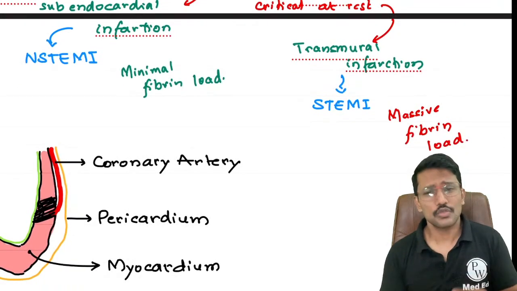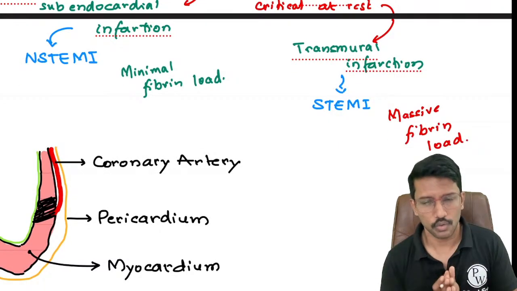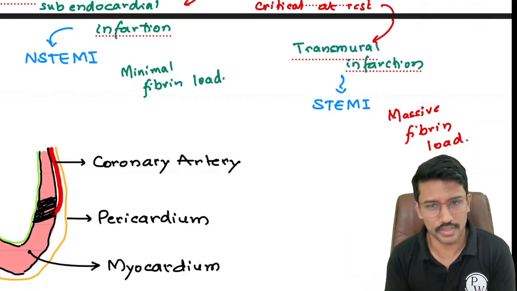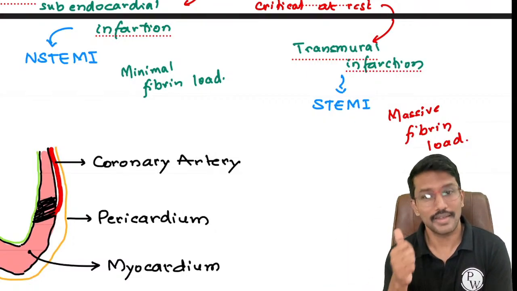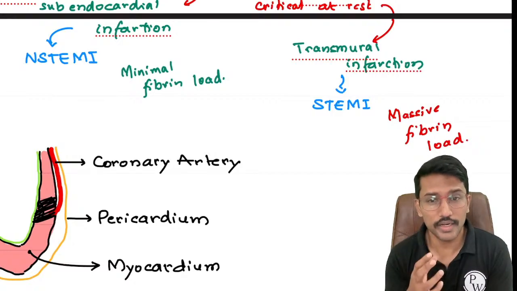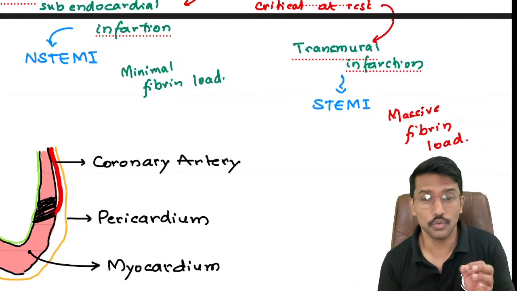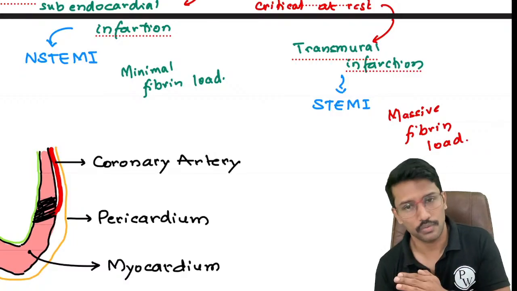Now, why am I stressing so much on fibrin load? Because in the next session, when we talk about the management of all these ischemic heart diseases, there comes a question: should I do thrombolysis or not? And the thrombolytic agents, what do they do? They break the fibrin down.